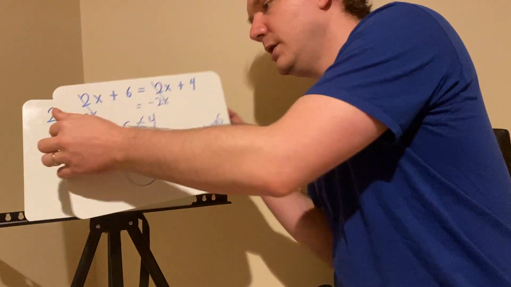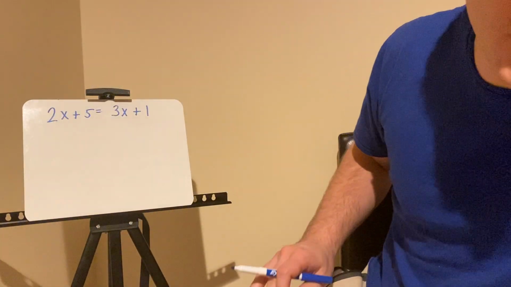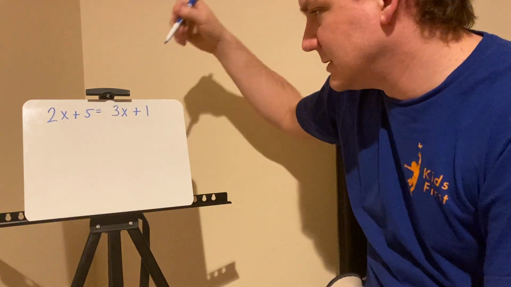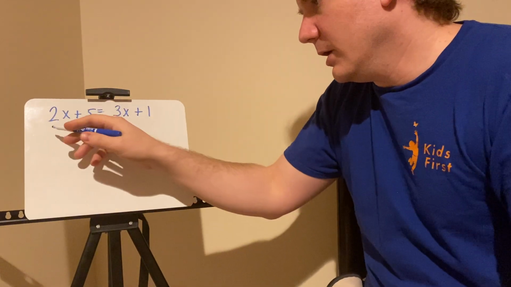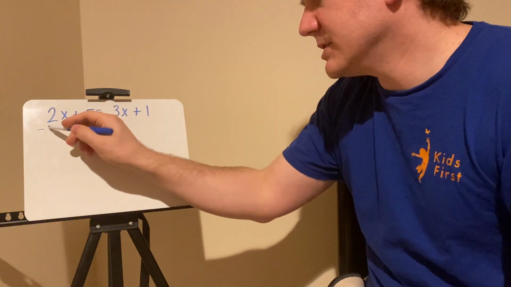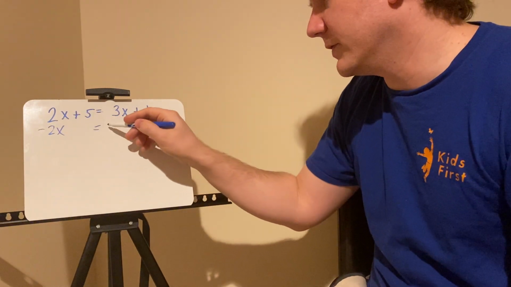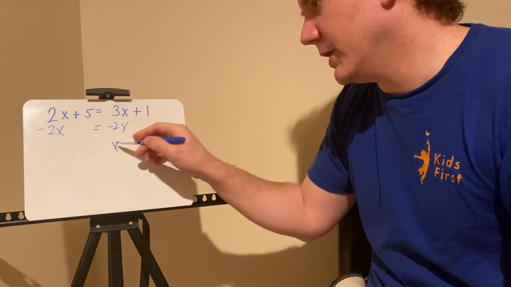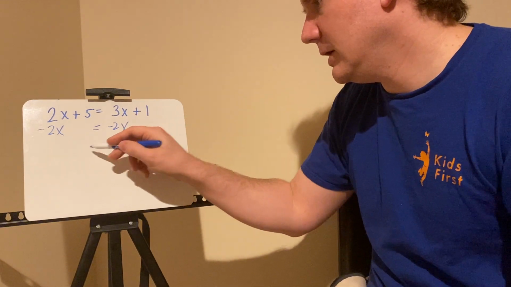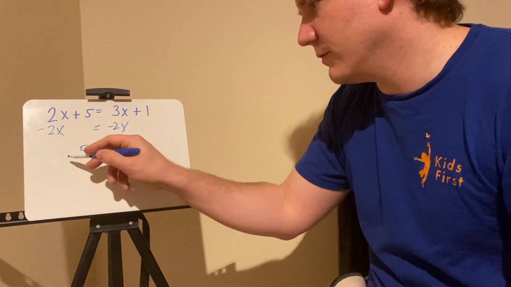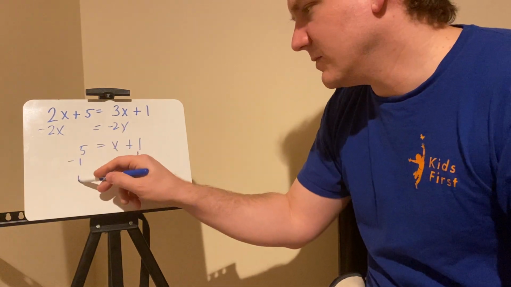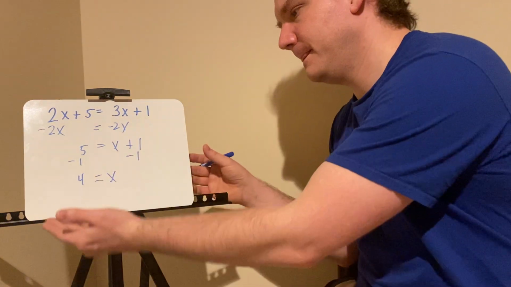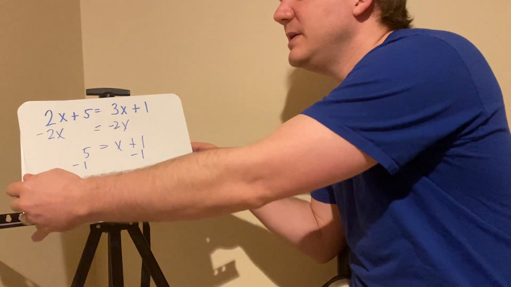So here is one good old reliable that we've been working on. 2x plus 5 equals 3x plus 1, where I can subtract 2x from both sides. I get down to 3x minus 2x is just 1x plus 1 equals 5. I can now subtract 1 from both sides. 5 minus 1 is 4 equals x. This has one solution, leaving us with 3 possible choices.